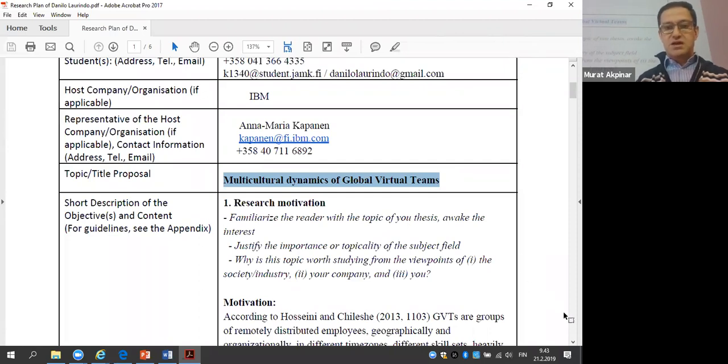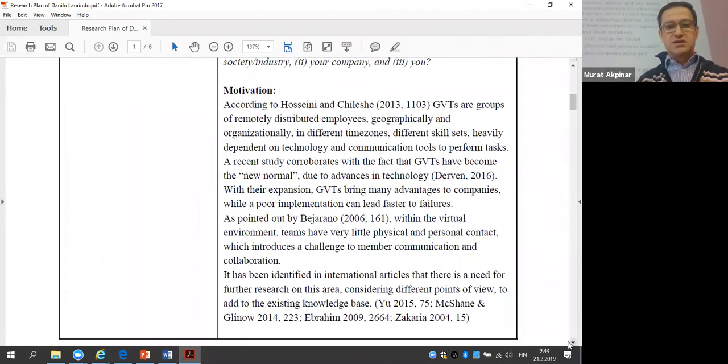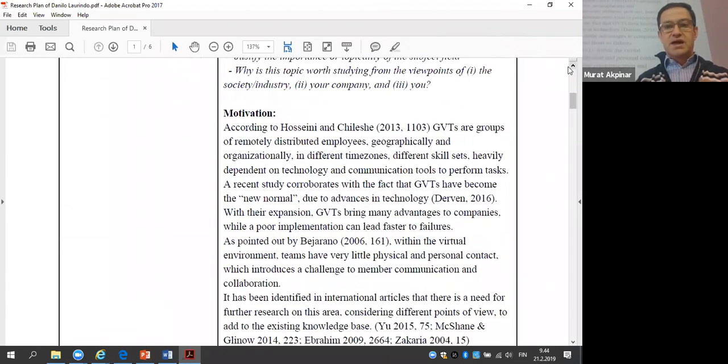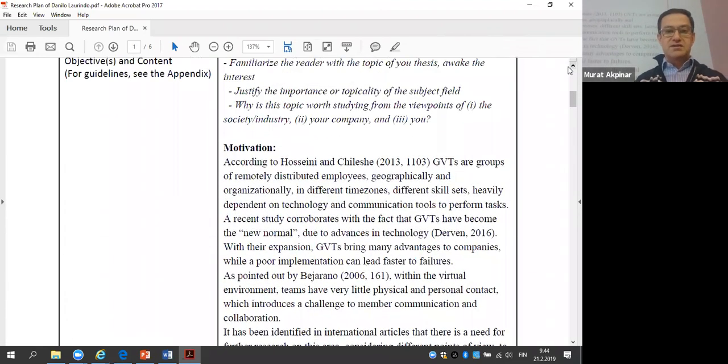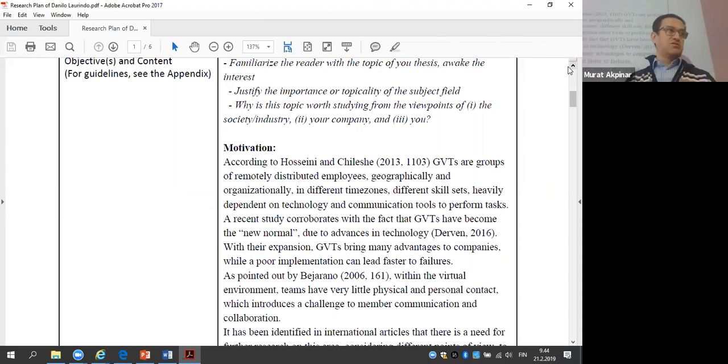And here we start with the motivation. So here we see first the motivation at the society level, and already here we see a lot of citations, right? That's what I want to see in your motivation section as well. So your motivation section should have 2 or 3. If there is a company, 3. If not, 2.